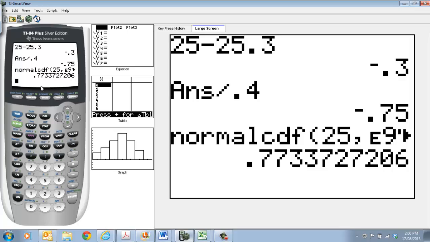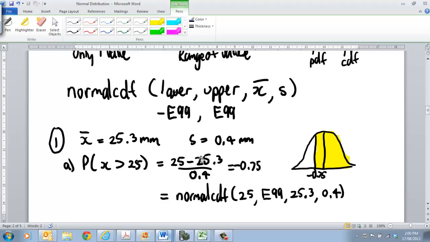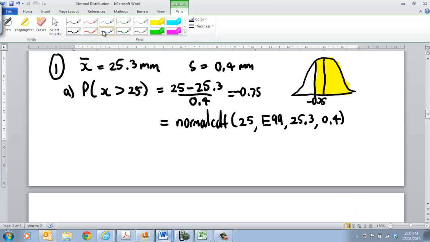Alright, so that tells me my area is in fact going to be 0.7734. Now we always go to 4 decimal places, because when we convert that to a percentage, it will be 77.34%. Alright, so the way you write this out in your work, you're saying it's approximately equal to 0.77, can't write, 0.7734.